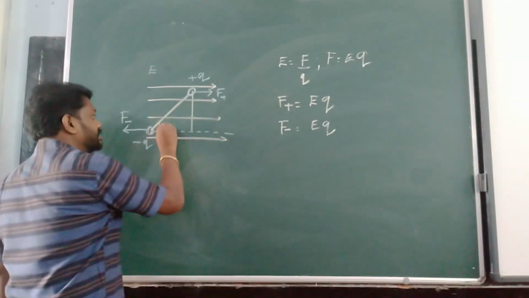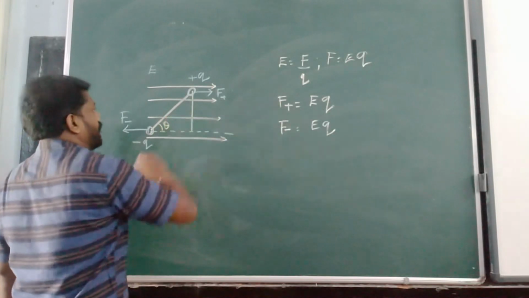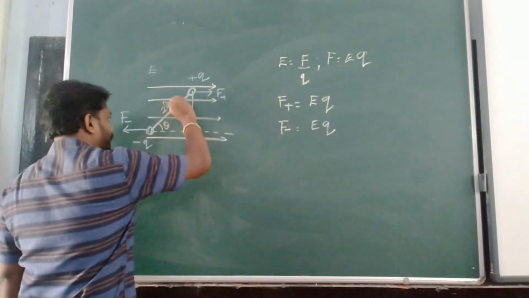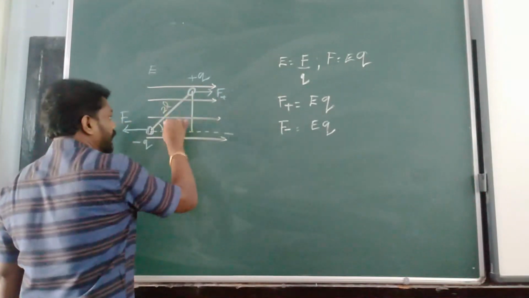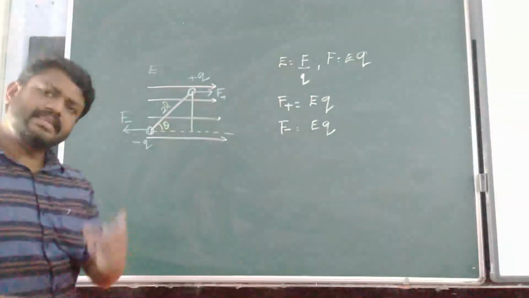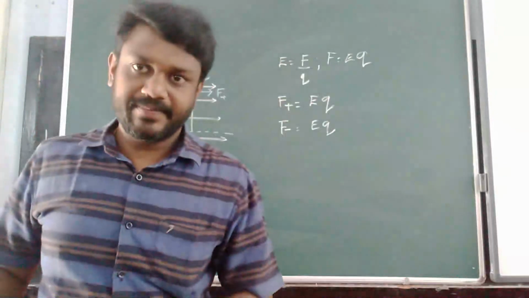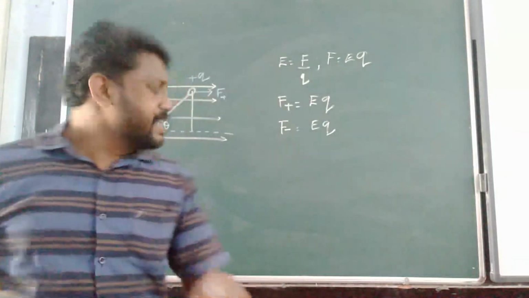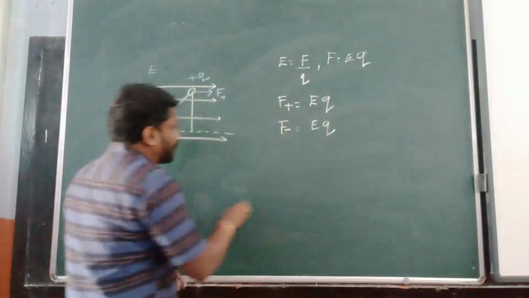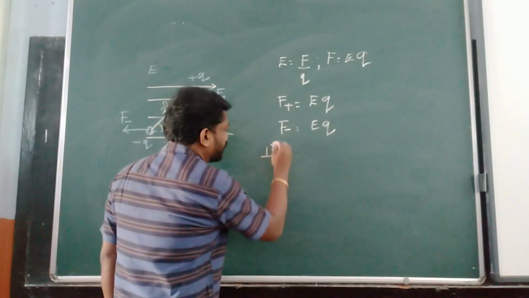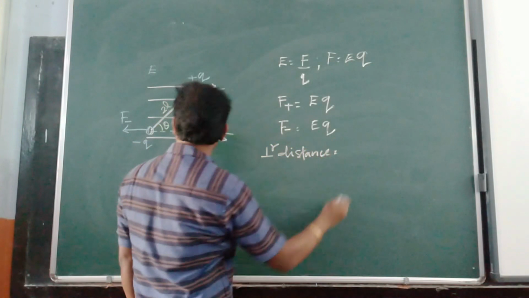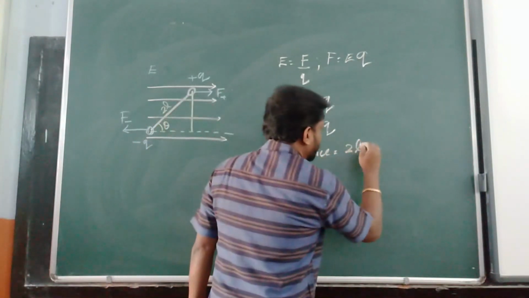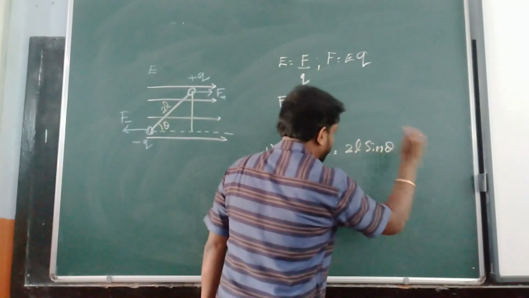Suppose this angle is theta and this length is 2L. So the perpendicular distance will be 2L sin theta. Again, simple mathematics. So the perpendicular distance you can measure as 2L sin theta.